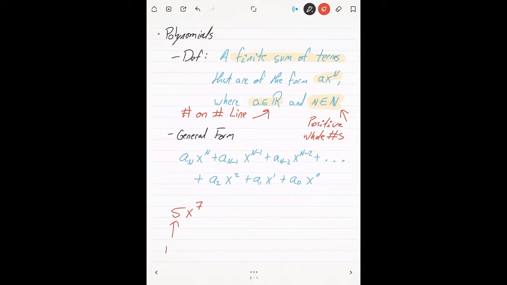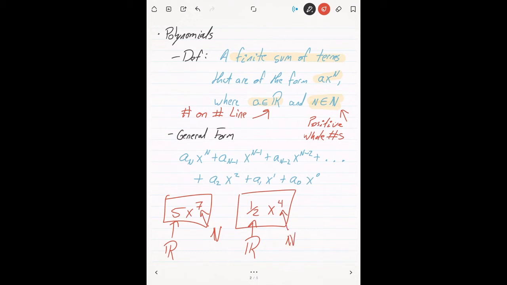We have a real number coefficient, and we have a natural number exponent. A natural number, or a whole number that's an integer, right? A positive whole number. That is our exponent. So this is the form that we want. We have real number times x to a whole number power. What's another example we could do? Let's take 1/2 times x to the 4th. This is also a term that we can use, right? A half, that's a real number. It's on the number line. And 4 here is a natural number because it's a positive whole number.